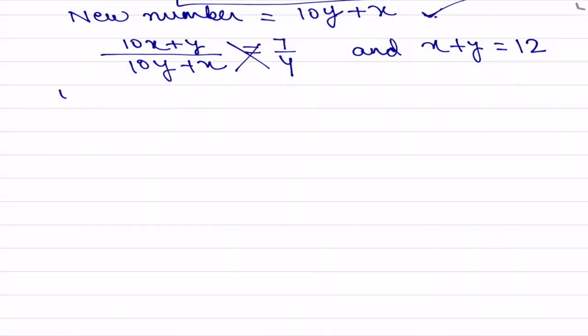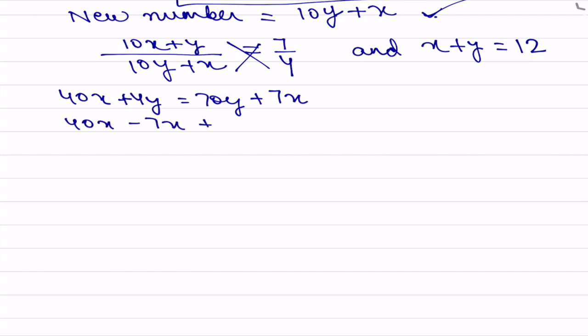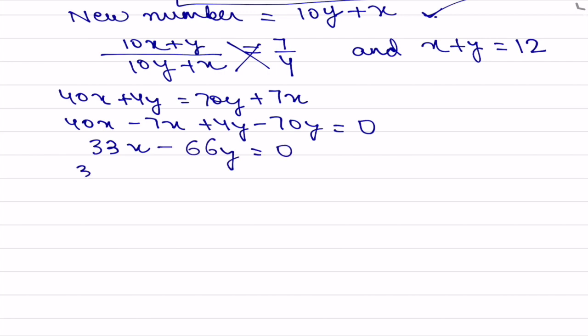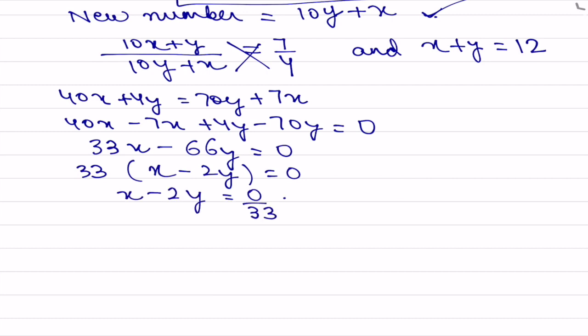So cross multiply, so it becomes 40x plus 4y is equals to 70y plus 7x. So 40x minus 7x plus 4y minus 70y is equals to 0. There is no constant term here, children. So 33x minus 66y is equals to 0. So what is common here? 33 can we take out common? Just to make our equation in an easy form. So x minus 2y is equals to 0 upon 33 is 0.